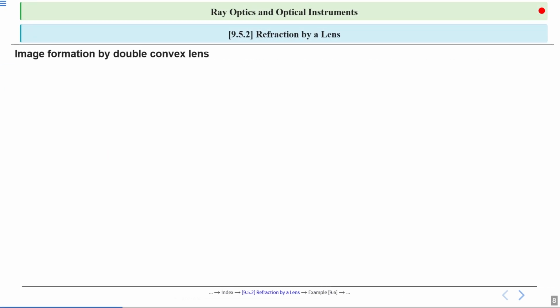So let's see the image formation by a convex lens, or we can say a double convex lens. What is a double convex lens basically? So a convex lens we all know. Double means both the surfaces are convex. There are further types of convex lens, we will discuss after this topic. So double means both the surfaces are convex. That is the meaning of double, or we can simply say convex lens.